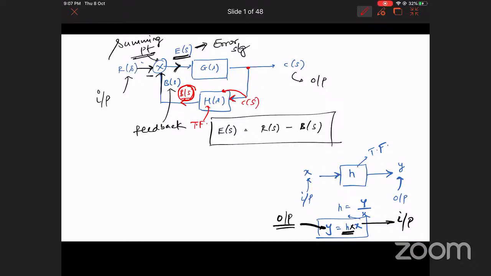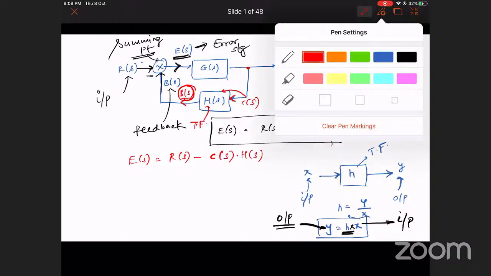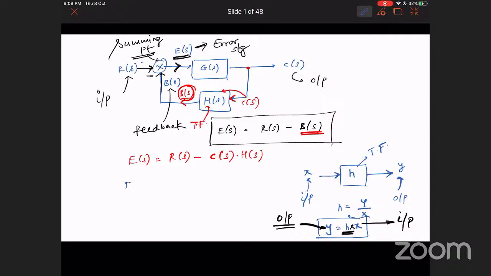Yes. So can I rewrite the above expression E of s as R of s minus, say I'm going to replace B of s with C of s into H of s. I hope you got that. I'm sure you got that. If you have not understood, ask me, guys. I'm explaining from basics only. Okay, great. So let's go ahead. I'm writing E of s as it is, equal to R of s as it is, minus.